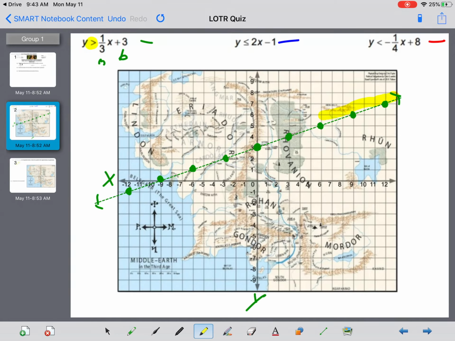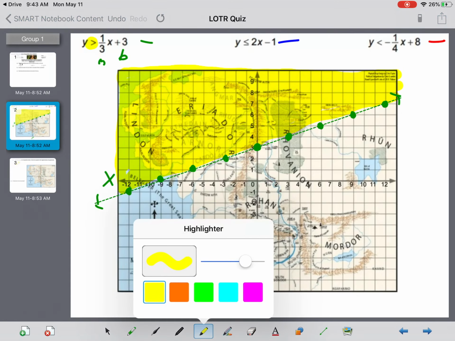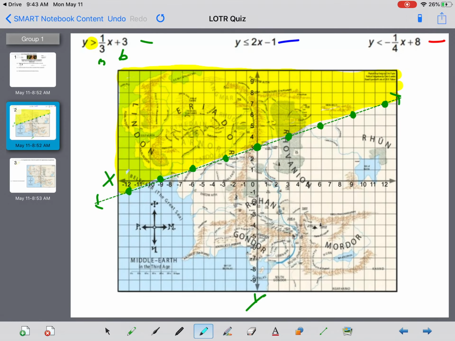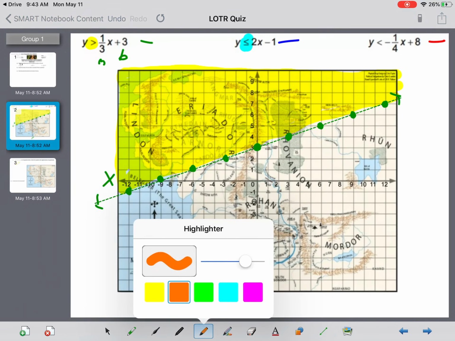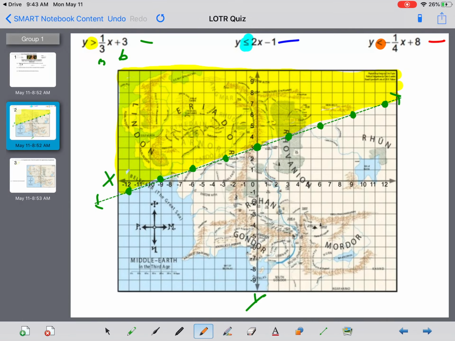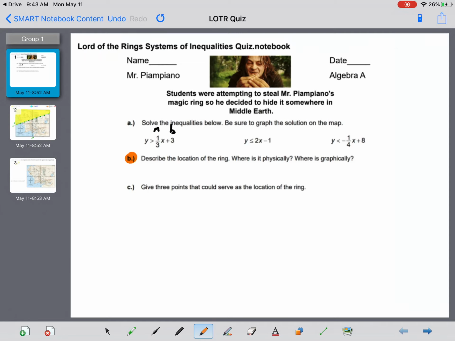Now the last bit, remember these are inequalities, so we're going to have to shade. Greater than means you are going to shade above this line. Now, I'm not going to show you the whole thing because then I would be doing the quiz for you. But that's one of three inequalities down. You have to follow that process for your blue inequality, and the same for the red inequality.